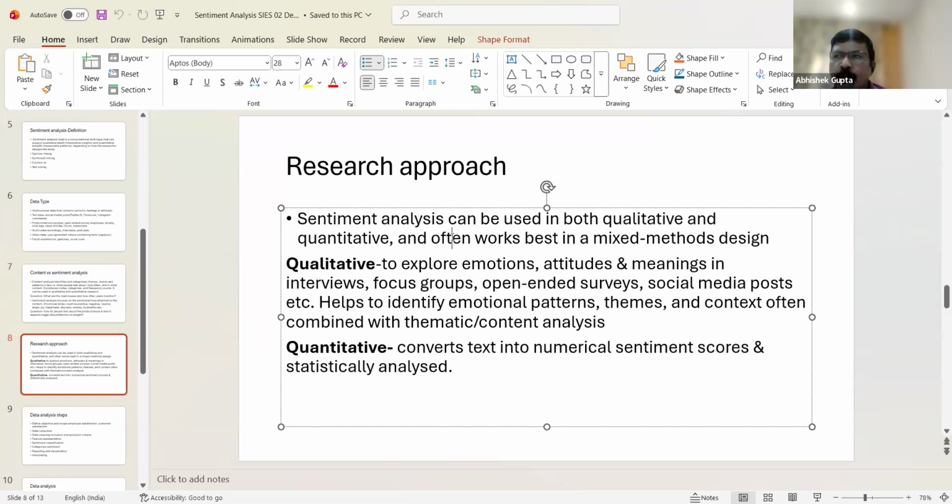But when we are using quantitative methods of analysis, we seek the particular sentiment, maybe positive sentiment, and within positive, how deep positive, or negative sentiment, how negative, and then we use statistical methods.